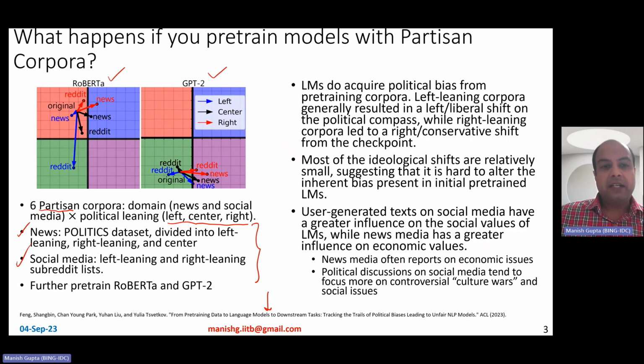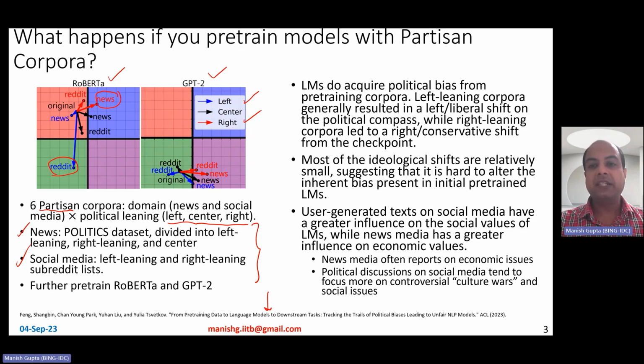Okay. So the idea is that what is shown on these charts is, of course, the x and the y-axis, the meaning remains the same, but what is shown is what happens when you pre-train with left-leaning corpora or right-leaning corpora, versus what happens when you pre-train using Reddit corpora versus news kind of corpora. Okay. So what do you observe? You do have some observations, and the observations are as follows. Language models do acquire political biases from pre-training corpora. So if you look at it, there are political biases which basically do reflect. There is a spread which reflects in these special pre-training that you do.